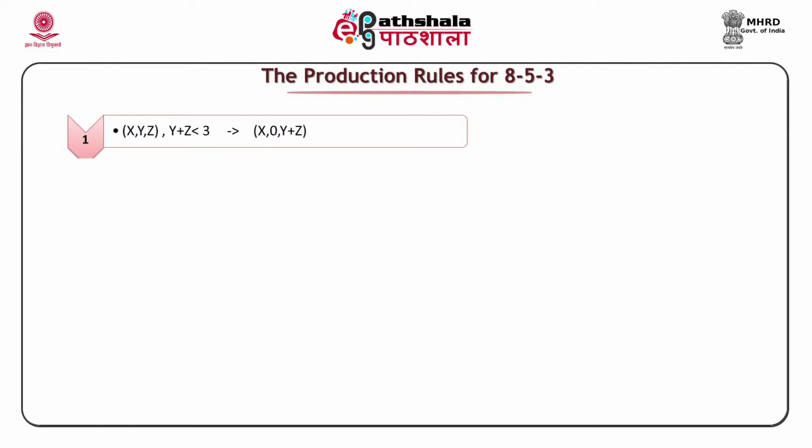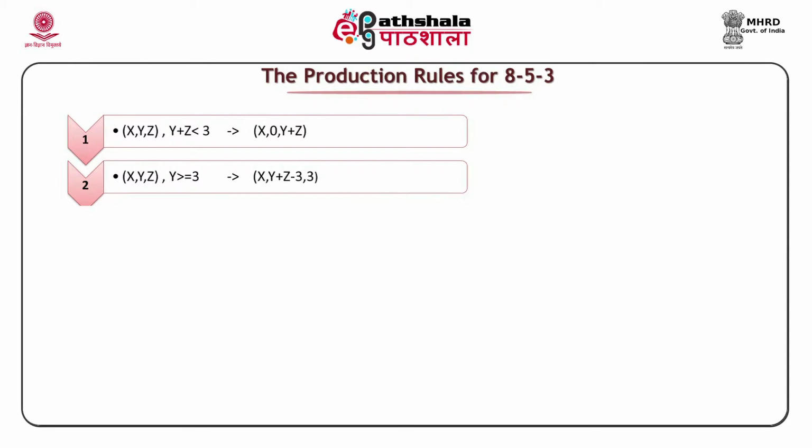Where y plus z is less than 3, total amount of milk in y and z is less than 3, then what you can do is pour everything into the 3 gallon jug. So, that is precisely what it is doing. It just combines y plus z. Obviously, the middle jug in that case will contain no milk. So, that is 0. So, (x, 0, y plus z). What if it is more? If it is more, then you fill the 3 gallon jug as much as you can, and whatever is remaining is there in the 5 gallon jug. So, that is what exactly the next rule talks about.